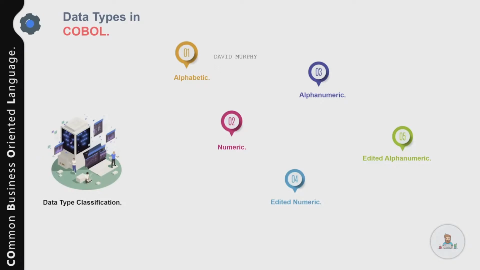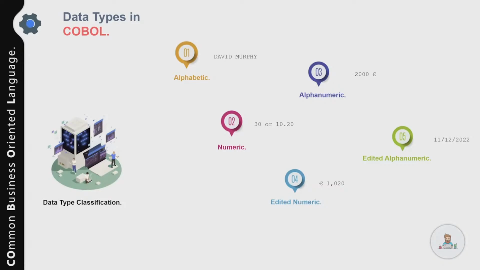For better understanding, I've extracted a couple of examples from the employee data file that we saw in our previous slide. In this case, the name of an employee, David Murphy, is classified as alphabetic. Similarly, the employee salary, 2000 euros, is classified as alphanumeric. Thereafter, you have age and monthly tax, so 30 or 10.20 is classified as numeric.